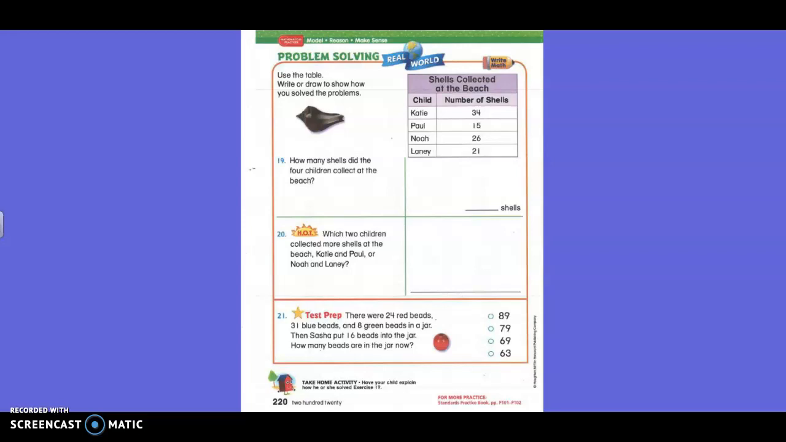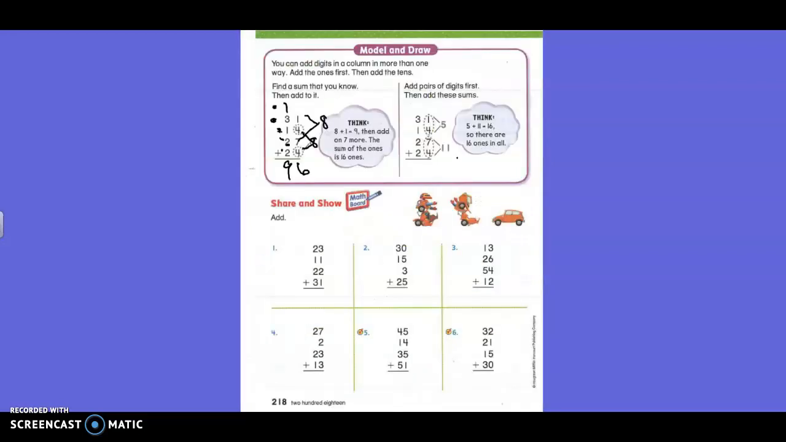Got it? Then down here on number 20. Which 2 children collected more shells at the beach? Did Katie and Paul collect more or Noah and Lainey? You're going to have to put Katie and Paul and add them together to find how much they had. Then you're going to have to do Noah and Lainey. Add those 2 together and see what they got. And then which 2 of them got more? Katie and Paul or Noah and Lainey? Got it? Okay. I will find you your partner.